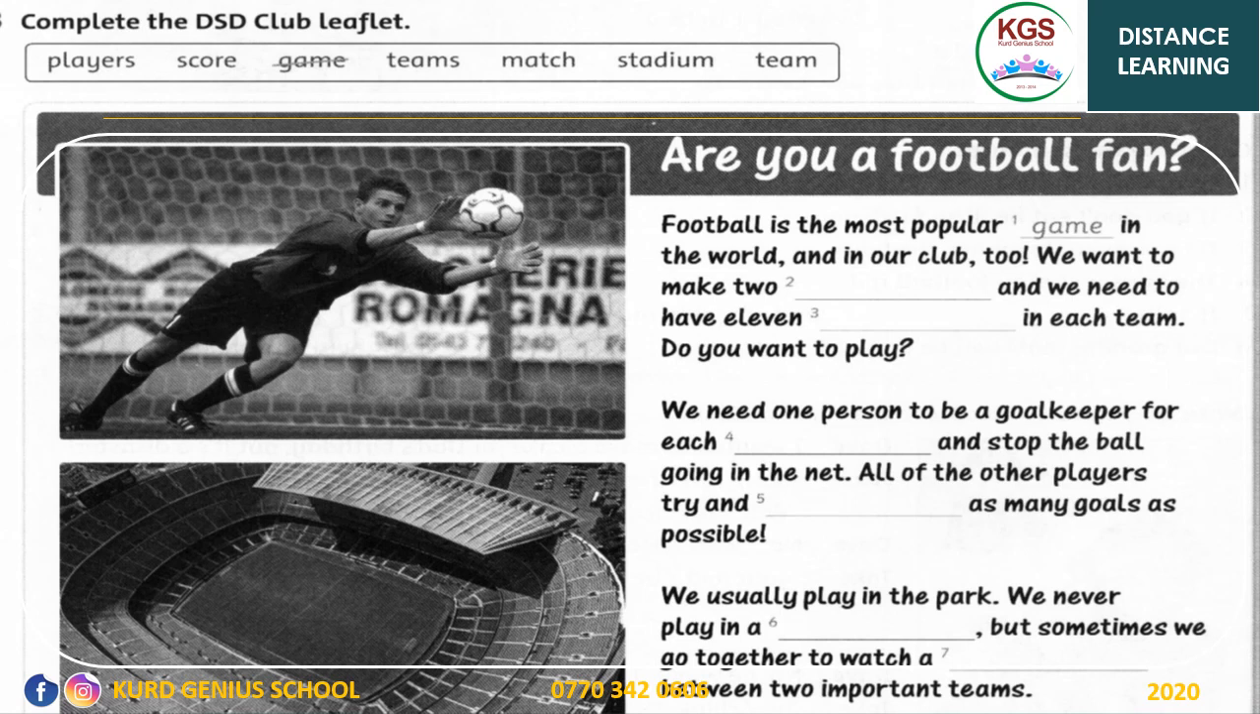We want to make 2 teams, and we need to have 11 players in each team. Do you want to play? We need 1 person to be a goalkeeper for each team and stop the ball going in the net. All of the other players try and score as many goals as possible. We usually play in the park. We never play in a stadium. But sometimes we go together to watch a match between 2 important teams.